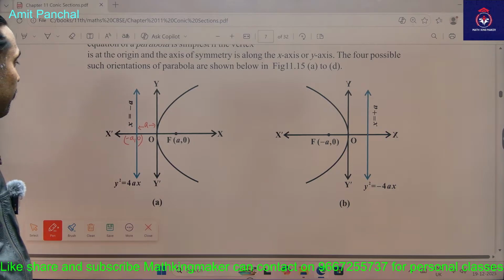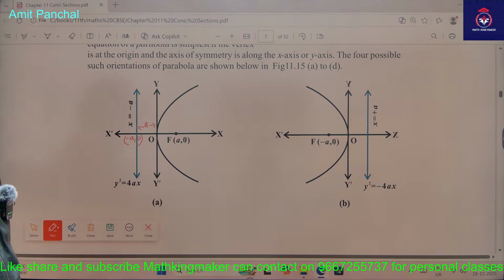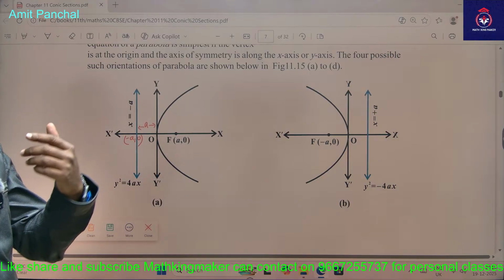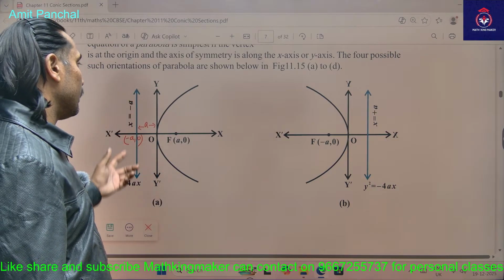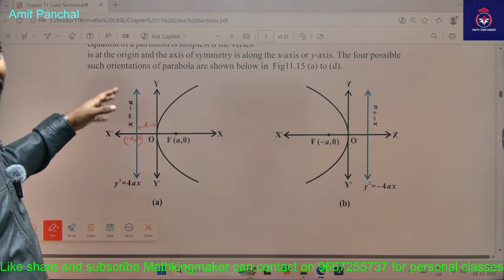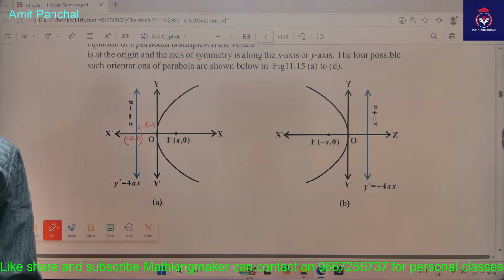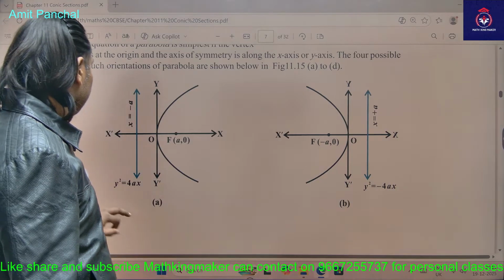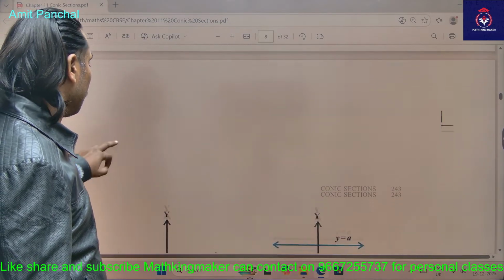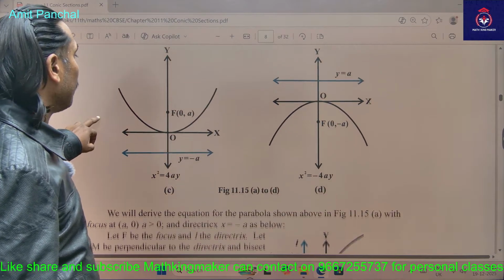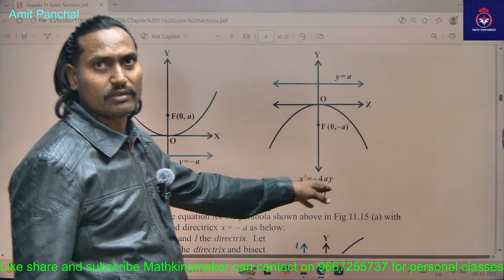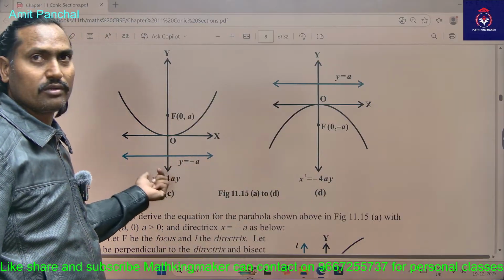So basically, when the equation is y square equals 4ax, then x equal to minus a will be the directrix. And you need not mug it up. You just draw the parabola and find the directrix. And if the scenario is x square is equal to 4ay or x square is equal to minus 4ay, then in that scenario your directrix will be this one.